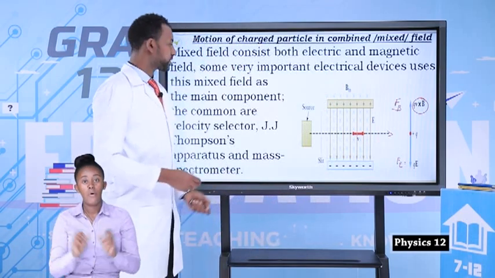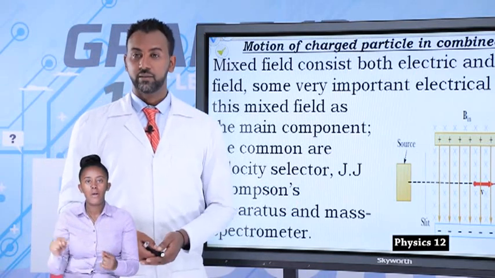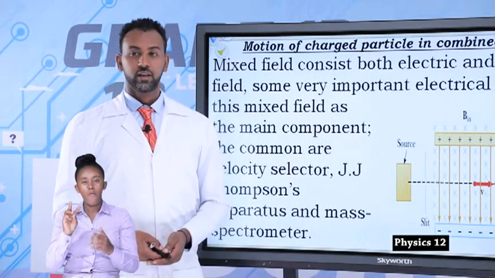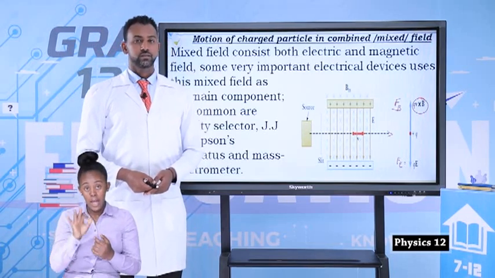Okay? So we'll try to determine the mathematical expression of velocity next time. So students, I want you to try and find this. So see you then.